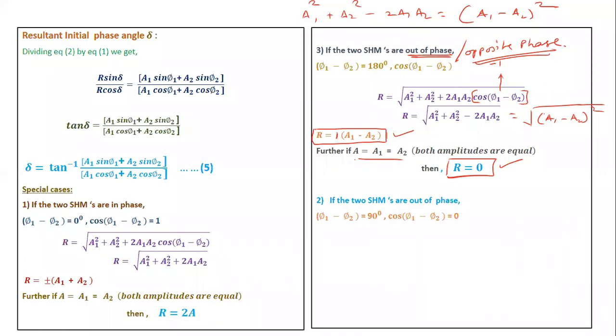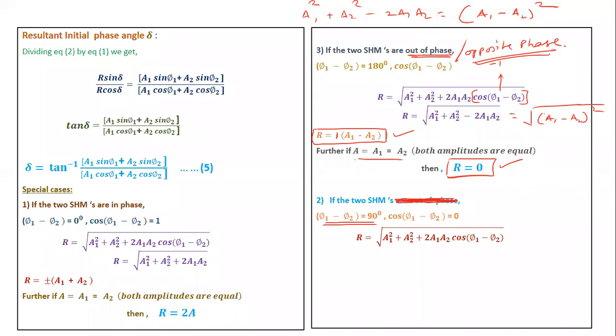If two SHM are perpendicular to each other, here it is not out of phase, the phase difference is 90. If the phase difference between two SHM is 90, then cos of 90 is 0. Cos of 90 is 0.